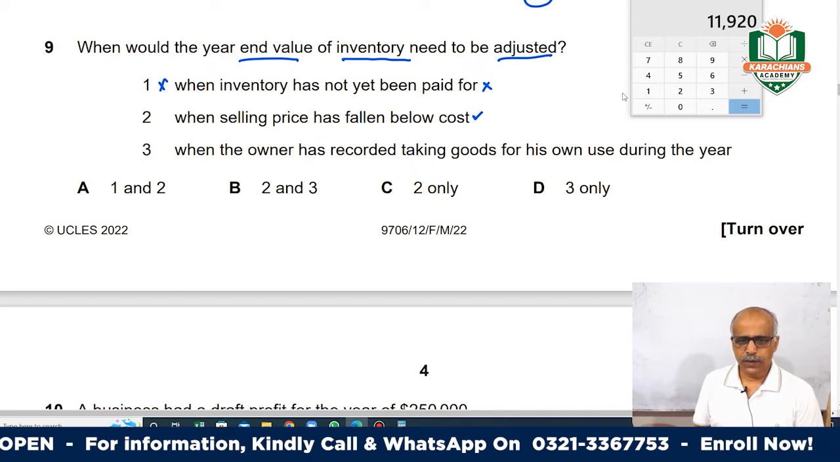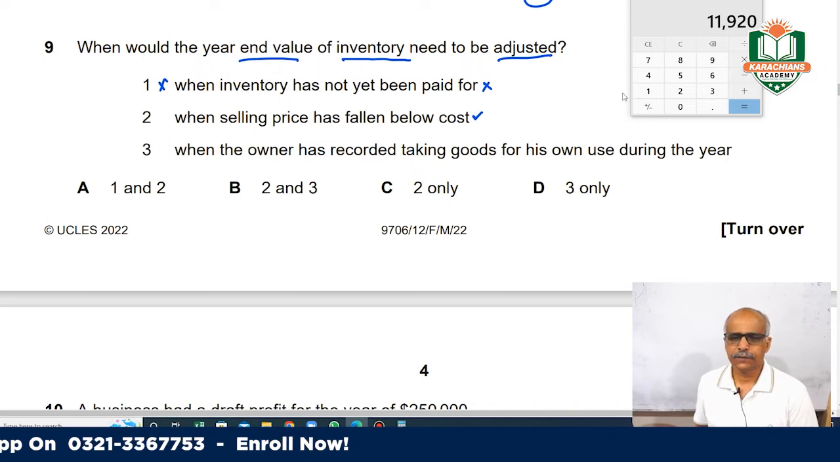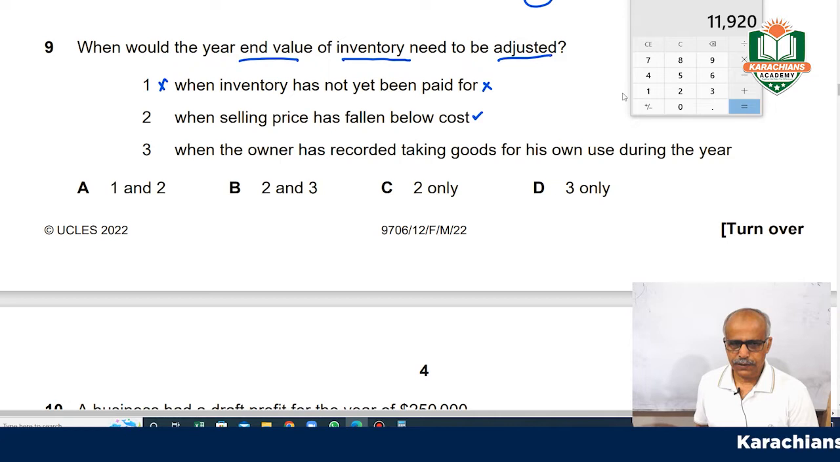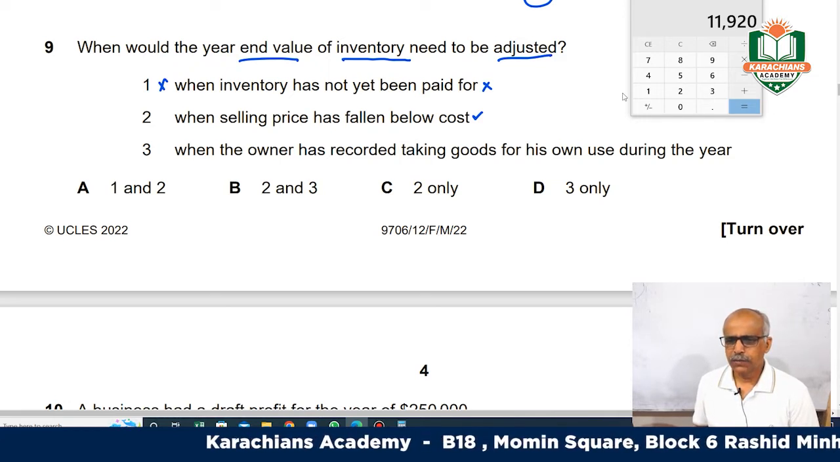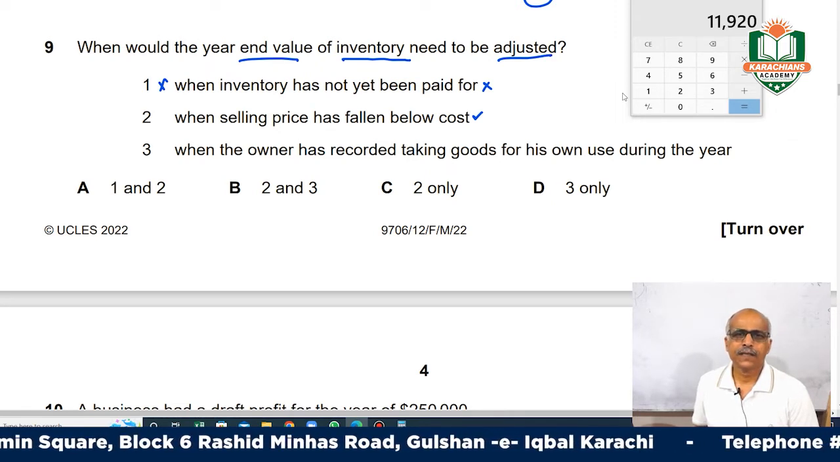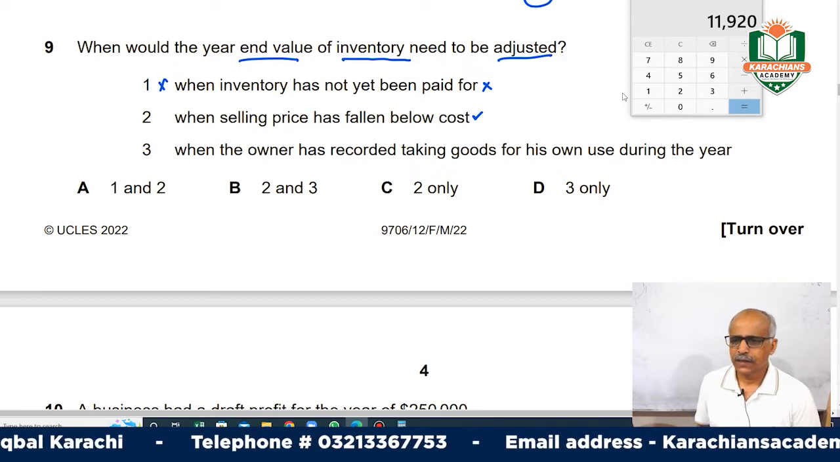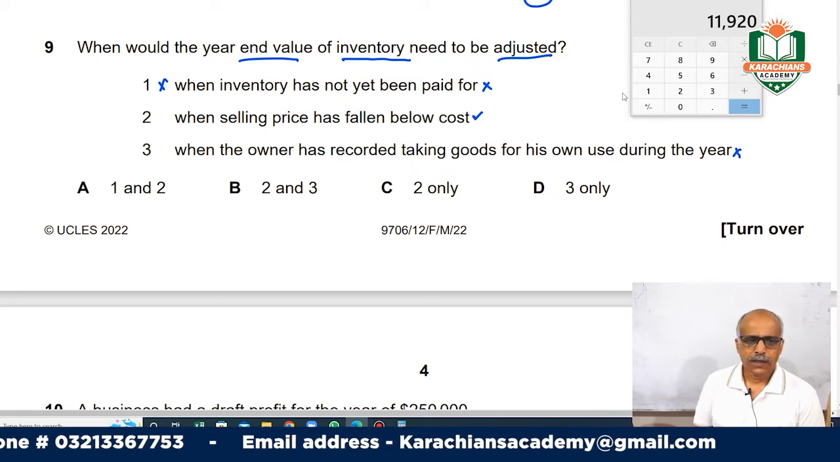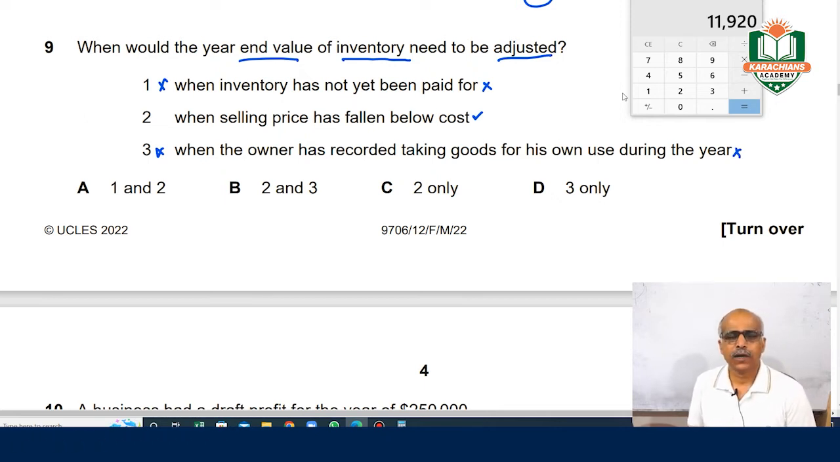When the owner has recorded taking goods for his own use during the year, no, it is not. Ultimately it is not, because when he takes the goods, it is drawing. So drawing is debited and purchases are credited. It has nothing to do with inventory. So now we have option number 2 left over. This is your answer, but I would like to explain it to you.